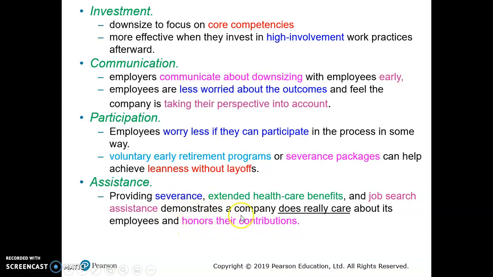If the company didn't provide this help to the employees that they're going to lay off, this actually gives a wrong or negative impression to the employees, that their organization didn't really care about them, didn't honor their contributions. So if the organization wants to hire them back, maybe the employees who have been laid off don't want to go back. Instead, they may look for other jobs in other companies instead of going back to the company which didn't really care about their contributions.